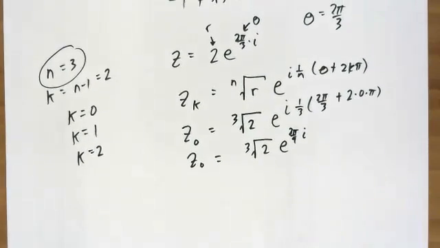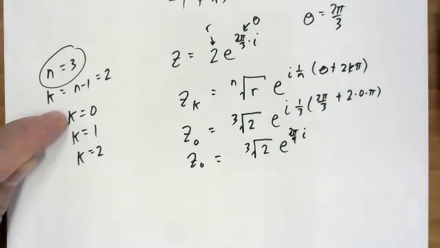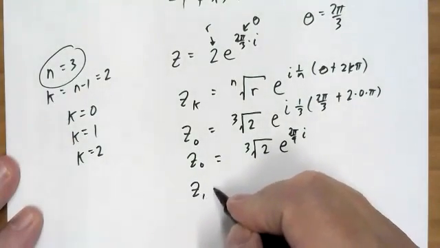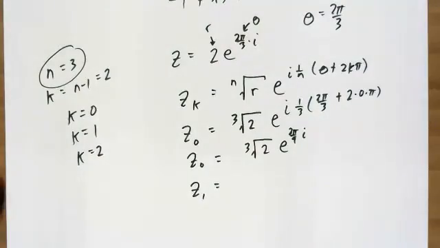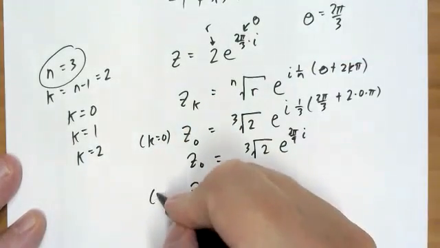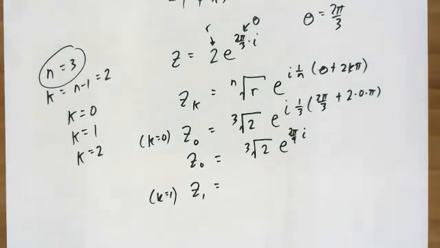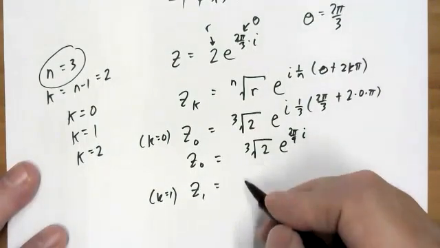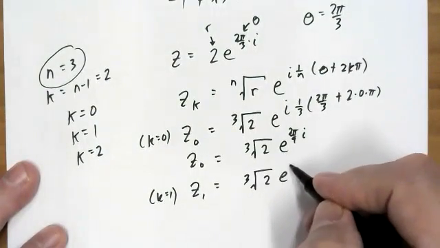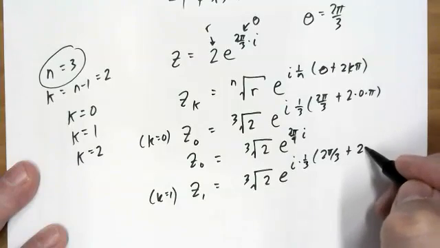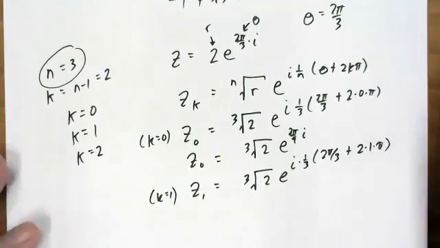But there's actually going to be 3 roots because k can be 0, k can be 1, k can be 2. So we have to keep doing this until we get to k equals 2. So this is when k is 0. This one is now when k is 1. So use the same formula. The only thing that's going to change is the k. Everything else stays the same except this k right here now becomes 1. So cube root of 2 e to the i times 1/3 of 2 pi over 3 plus 2 times now 1 times pi.